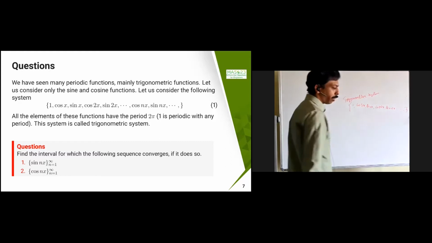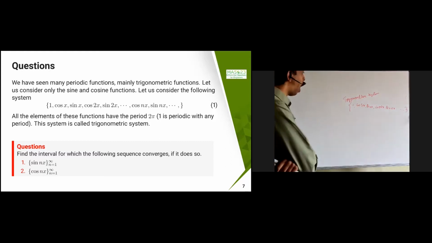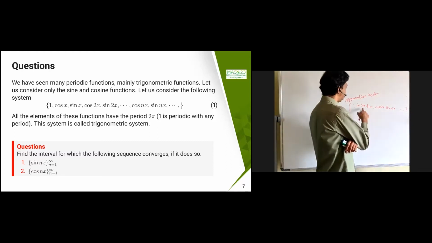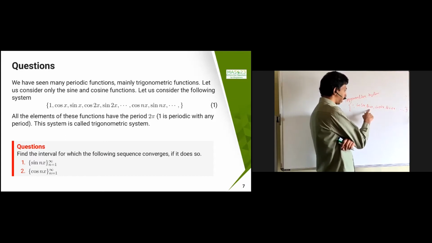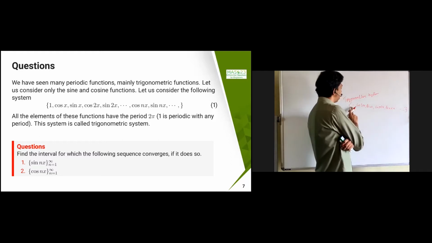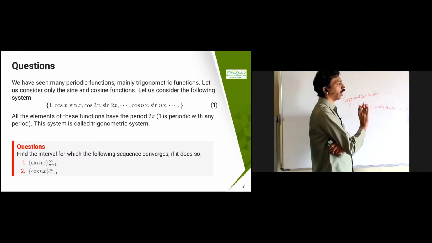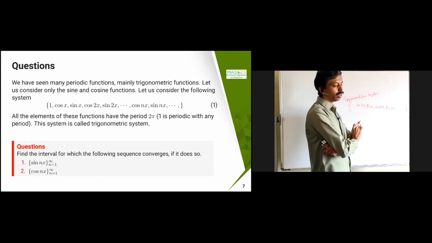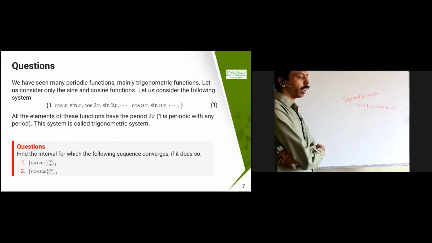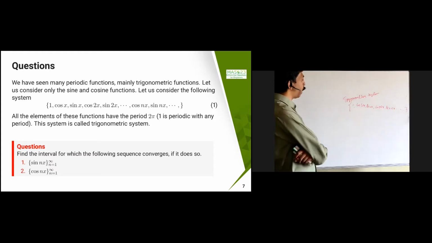Based on this, I'm going to construct our thing. All the elements have 2 pi period. cos x has period 2 pi, sin x is 2 pi, cos 2x 2 pi, sin 2x 2 pi, everything has 2 pi period. 1 is also 2 pi periodic: any constant function is periodic with any period, so we can consider it a 2 pi period as well.